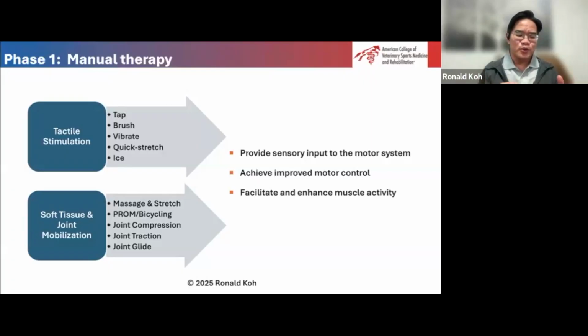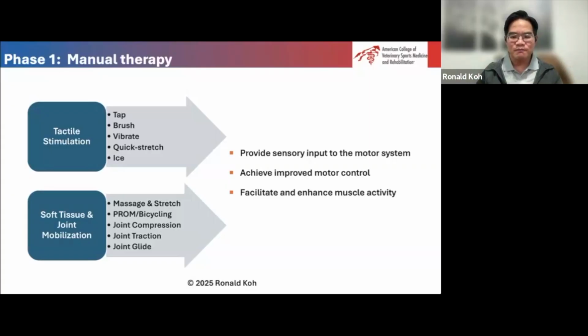The other category would be soft tissue and joint mobilization. Again, massage and stretching are always good for addressing any kind of compensatory tightness. Passive range of motion, bicycling, is very easy to do. That helps to maintain range of motion, right? And also helps to provide some gait patterning during the recovery. Joint compression, traction, and gliding are just another type of treatment that may be able to activate the mechanoreceptors within the joint.